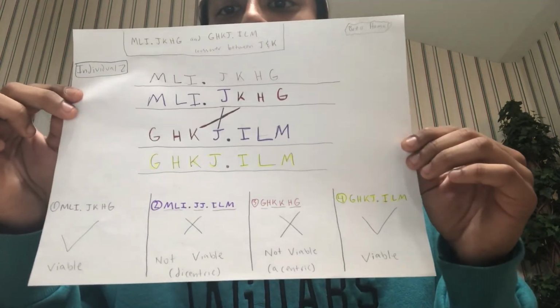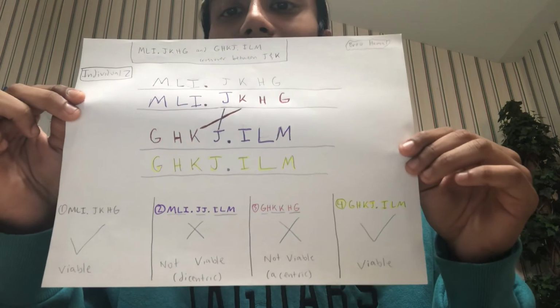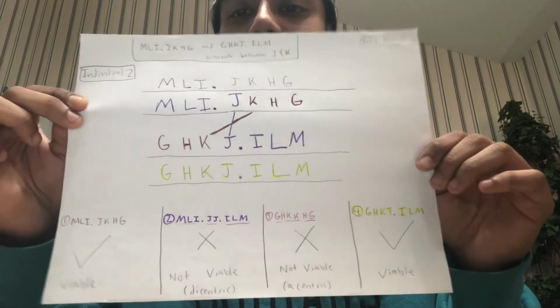I believe dicentric and acentric chromosomes are present in this occurrence. For fitness, I believe they have the same fitness because there was 50% gamete viability within each chromosome.